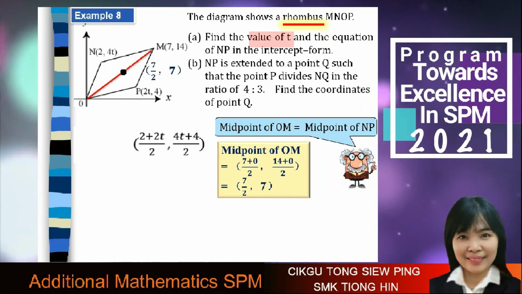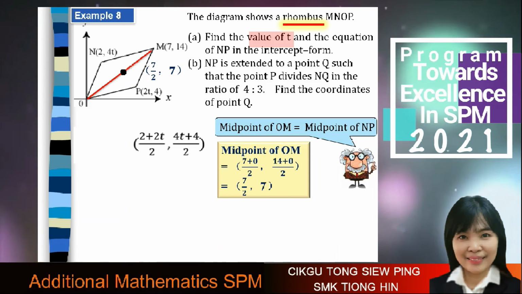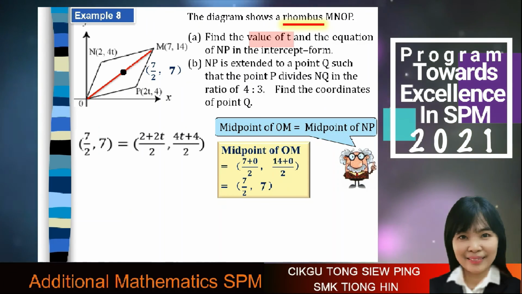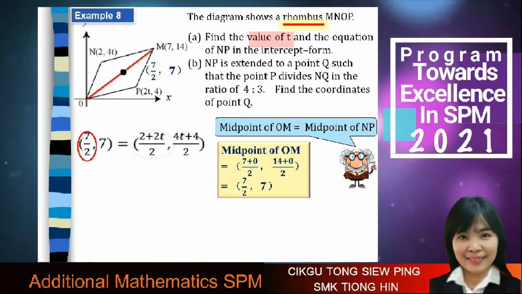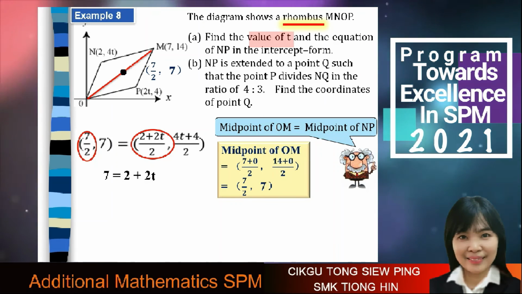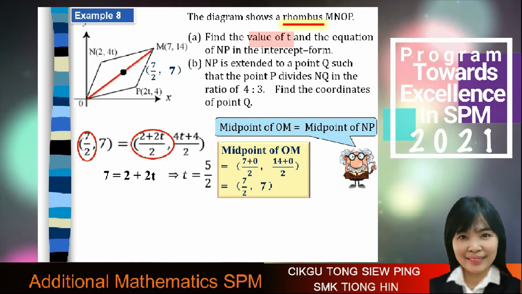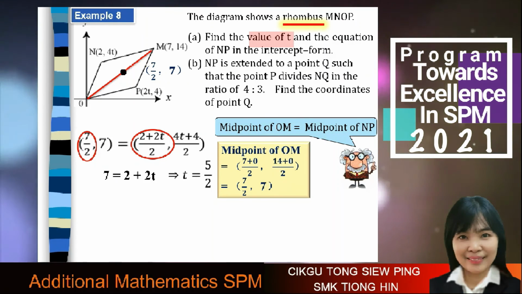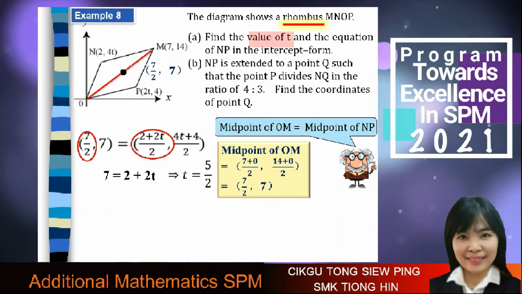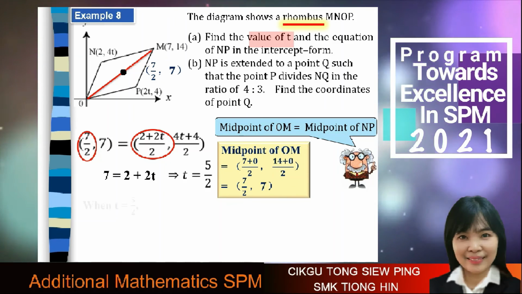Since the midpoint of ON is equal to the midpoint of NP, we can equate them. We equate the x values. 7 over 2 is equal to (2 plus 2t) divided by 2. 7 equals 2 plus 2t, we get t equal to 5 over 2. Now that we know t is equal to 5 over 2, we can get the coordinates of N and P.